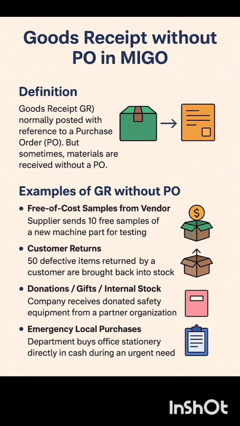Another one is 50 defective items returned by a customer are brought back into stock. So this is customer returns. In donations, gifts or internal stock, the company receives donated safety equipment from a partner organization. Similarly, a department buys office stationery directly in cash during an urgent need. So this is emergency local purchases. So in all these scenarios, the receipt of items is done without any PO in the system, and this is being done through MIGO.